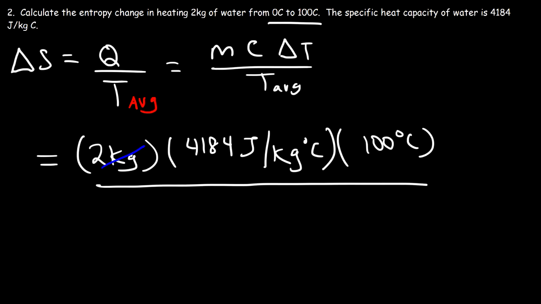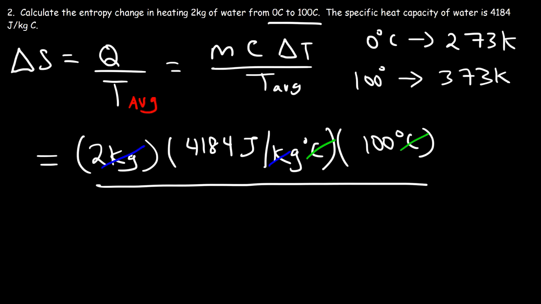So we can see that the unit kilograms will cancel, and also Celsius will cancel. So now we need the average temperature. 0 degrees Celsius is approximately 273 Kelvin, and 100 degrees Celsius is 373 Kelvin. So if we average 273 and 373, if you add them up, divide by 2, the average temperature is 323 Kelvin, or if you want to be more precise, 323.15 Kelvin.